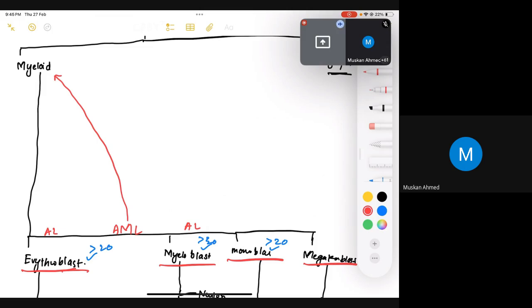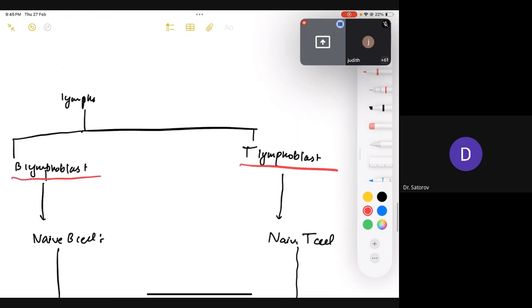But we also have blasts in the lymphoid lineage, right? So what should I call it if we have greater than 20% blasts in the lymphoid lineage? The term used for that is acute lymphoblastic.